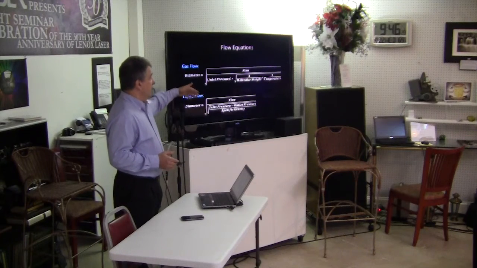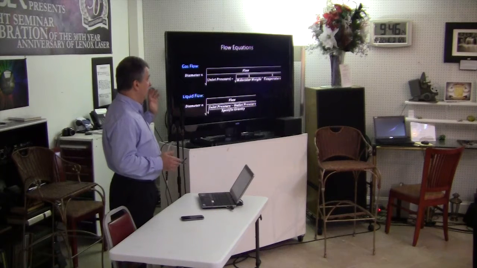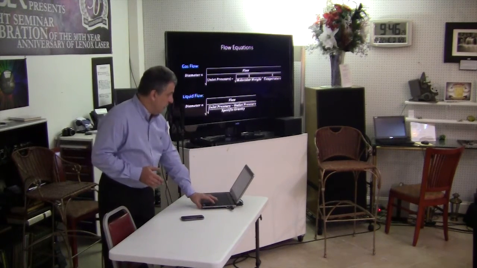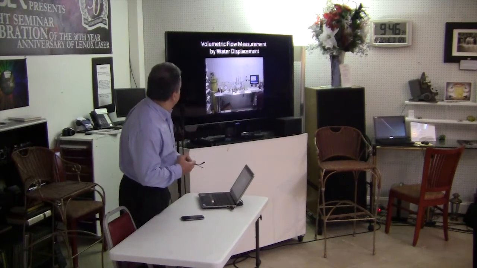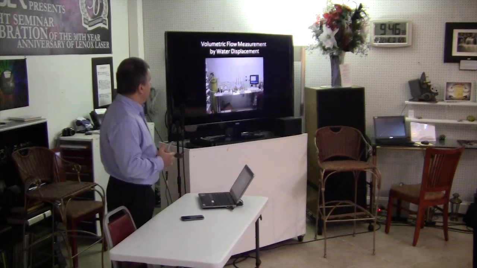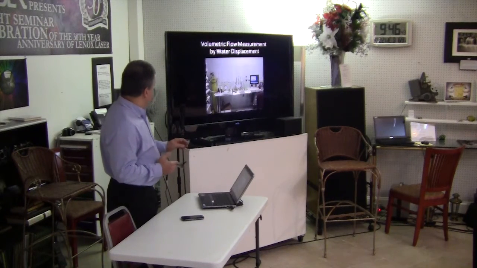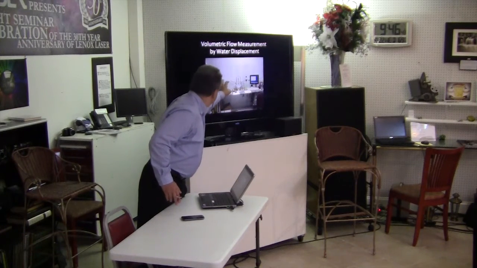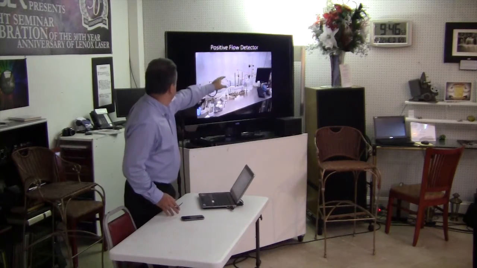Those equations are very simplified. You don't see the dependence on the channel lengths and so forth there, but they're there. It just gives us the idea to understand what's going on. And here you can see the picture of one of our homemade volumetric flow measurement devices. I don't know if you've seen the water columns. You see the plastics.